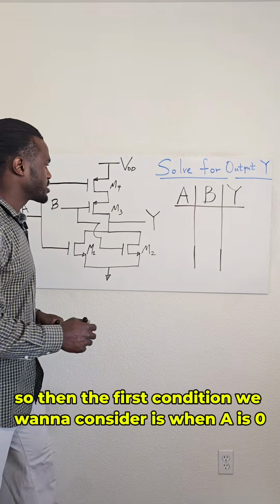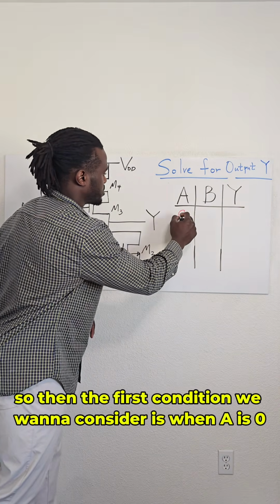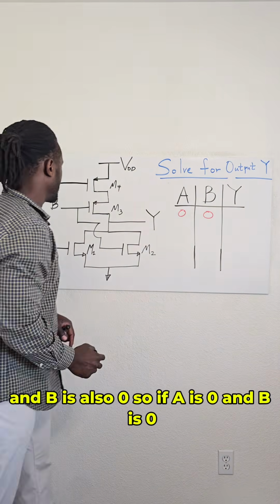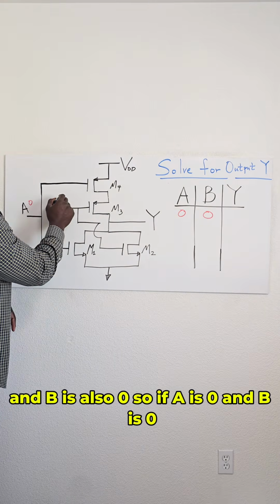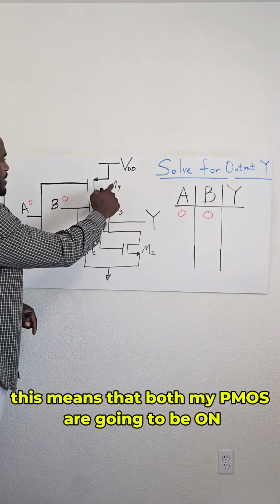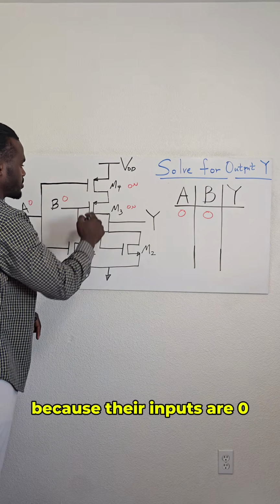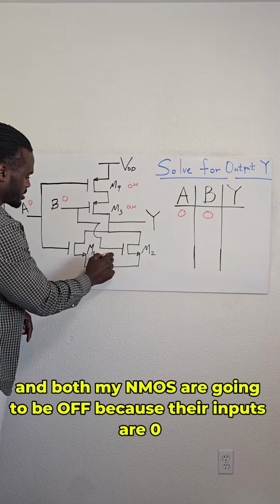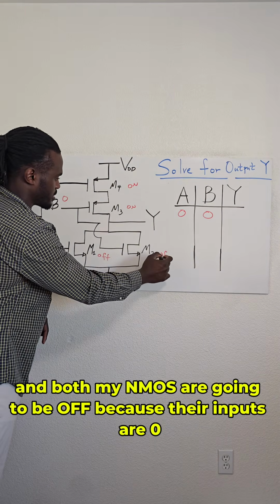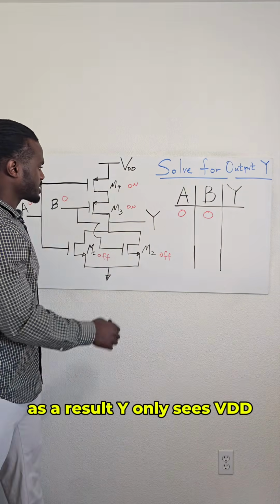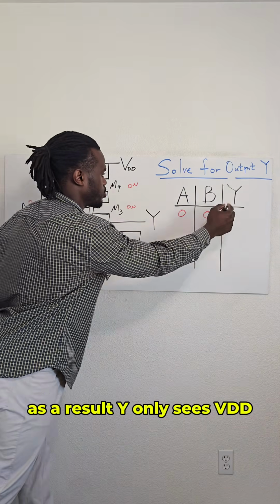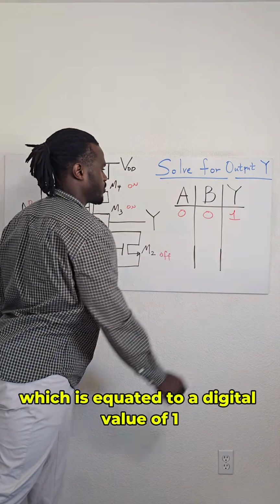So then the first condition we want to consider is when A is 0 and B is also 0. So if A is 0 and B is 0, this means that both my PMOSs are going to be on because their inputs are 0, and both my NMOSs are going to be off because their inputs are 0. As a result, Y only sees VDD, which is equated to a digital value of 1.